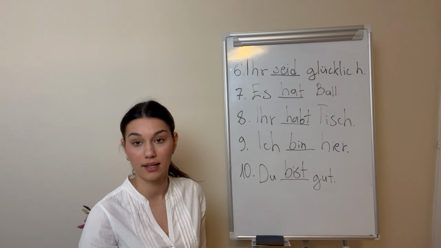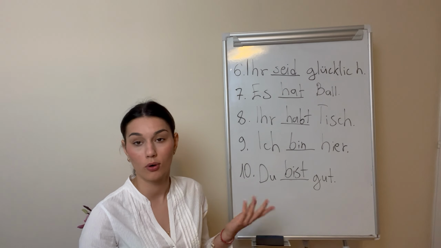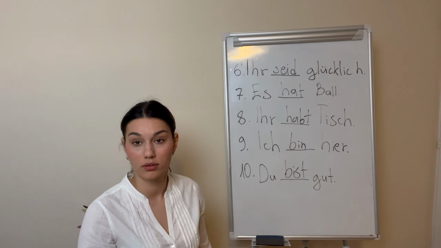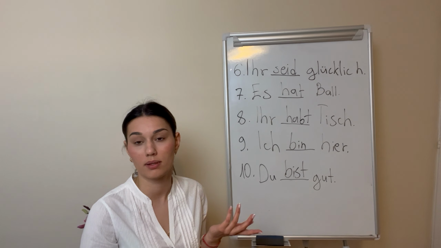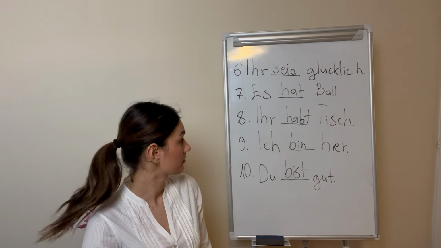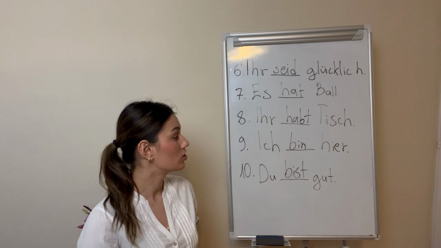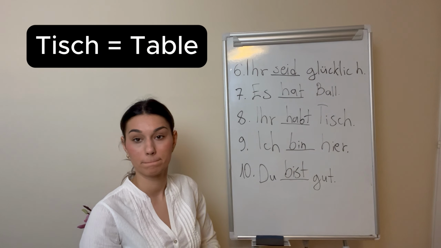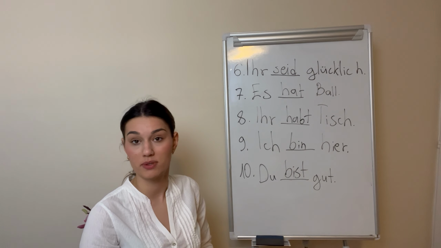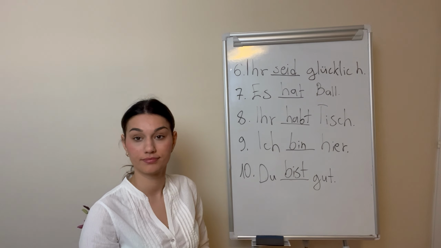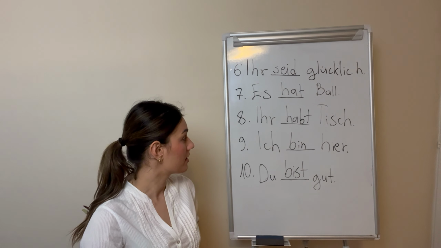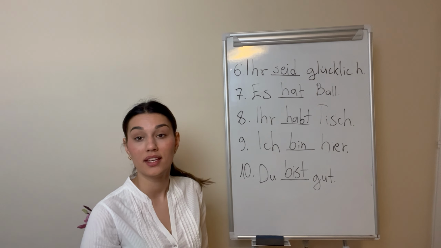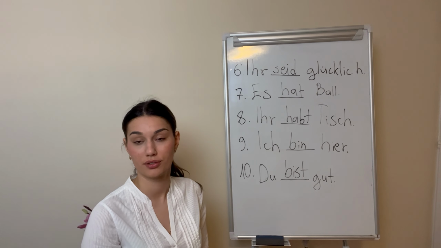The next one. Es hat Ball. Ball will be ball. That's quite easy, I believe. So it has a ball. For example, a kid has a ball or something like that. The next sentence. Tisch. Tisch will be table. Repeat after me. Tisch. Okay? Ihr habt Tisch. You have a table. Okay?